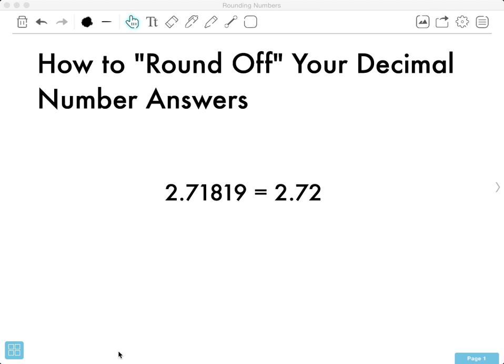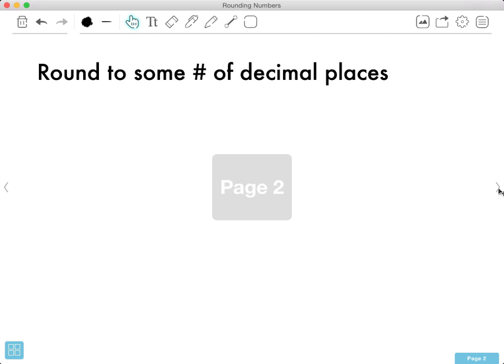In this video we're going to look at how to round off decimal number answers. Specifically, when you get a long decimal number on your calculator, how do you round it off to get the proper rounded off answer? The question you're doing might instruct you to round to some number of decimal places. So let's say we have a number that looks like this.